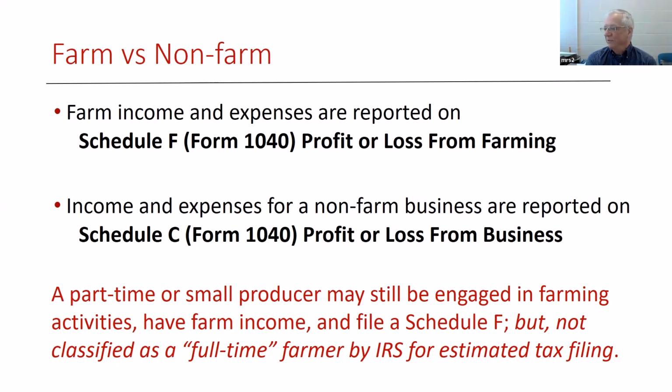However, if you look at maple syrup, actually they define the collection of the sap as farming and the processing of the sap into syrup as non-farming. What? Yeah, that's typically what they do. So that's something you'll have to, boiling and bottling of sap is not considered farming by IRS.